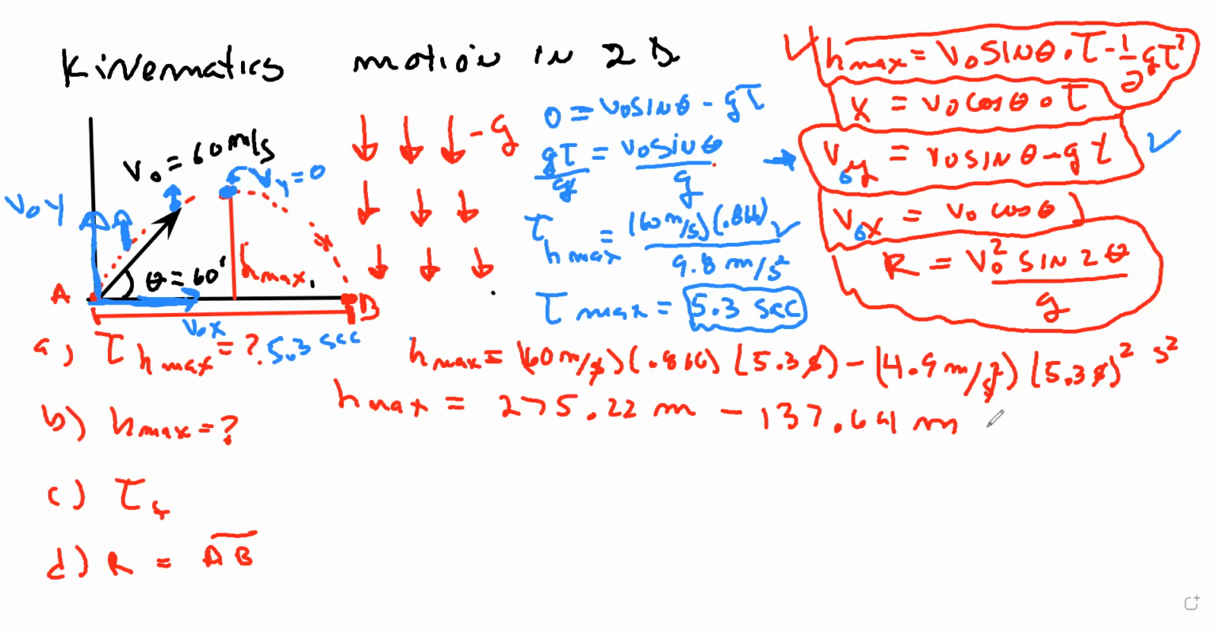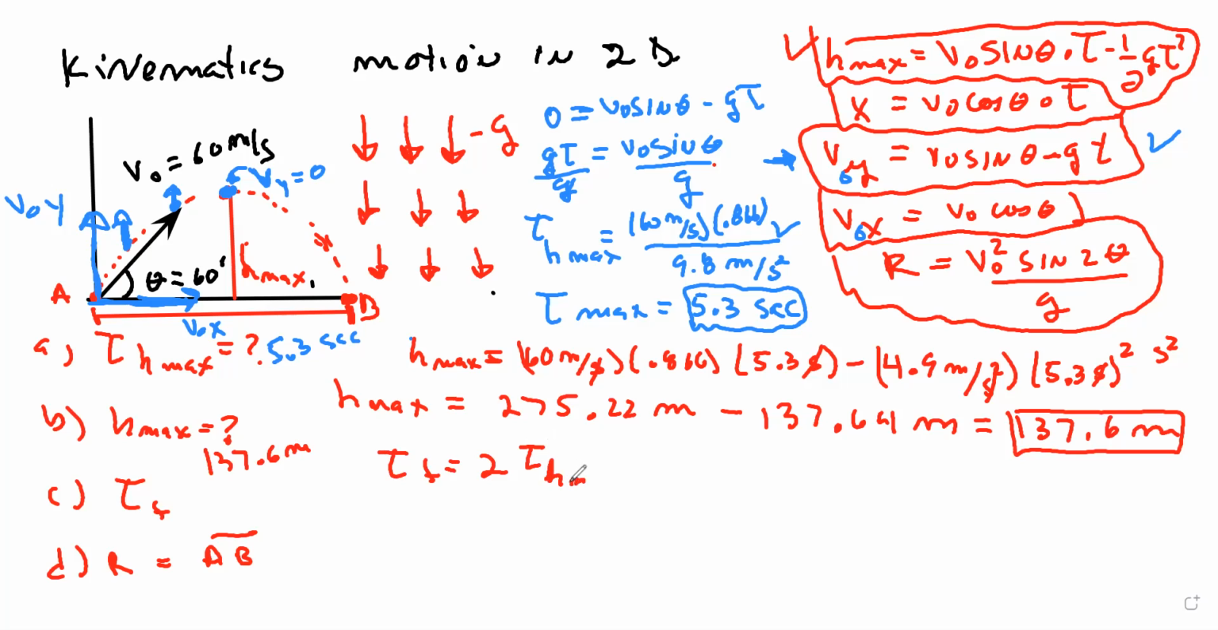And we have the same units, so we can subtract these. So it's going to be 137.6 meters. And you have your maximum height. That would be this one. That would be 137.6 meters.